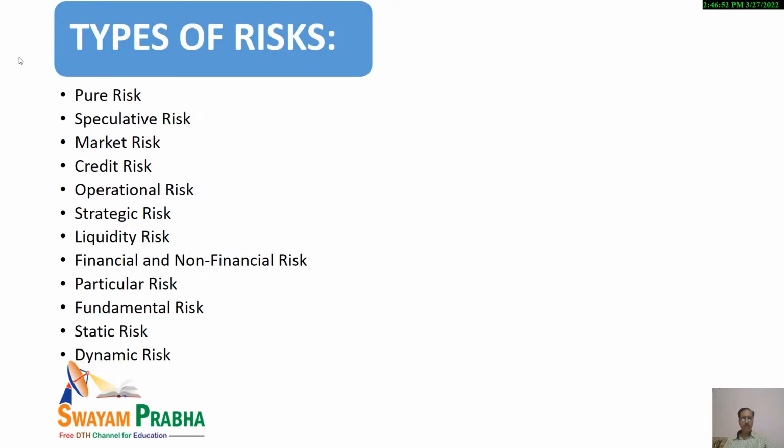Now, moving next, what are the various types of risk? Kindly note, a number of risks are there. As far as various types of risk are concerned, please note that it may be pure risk, speculative risk, market risk, credit risk, operational risk, strategic risk, it may even be liquidity risk, financial risk may be there, non-financial risk may be there, or it may be particular risk, fundamental risk, static risk, and dynamic risk. In addition to these, also a number of categories might be there. Business risk I will also be discussing after discussing these risks.